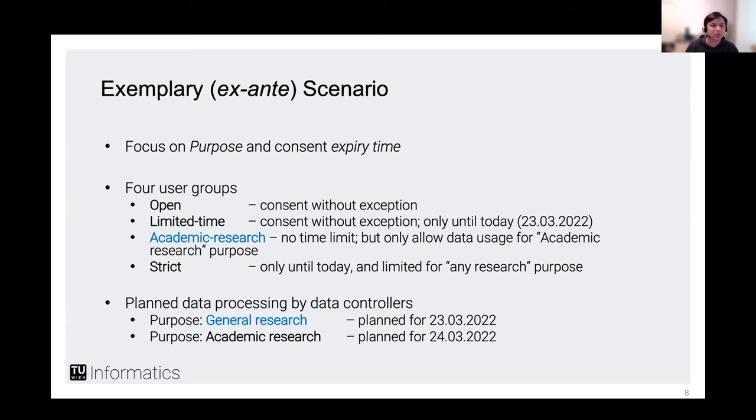And then there are two planned data processing activities by the data controller. The first one is somebody who wants to do some general research, planned for today. And the other one wants to do academic research, planned for tomorrow. Let's take these two examples, the consent for academic research versus the handling of general research.